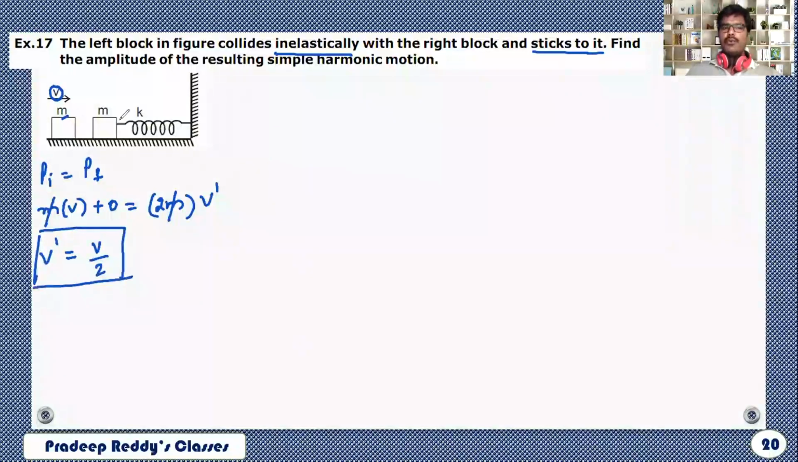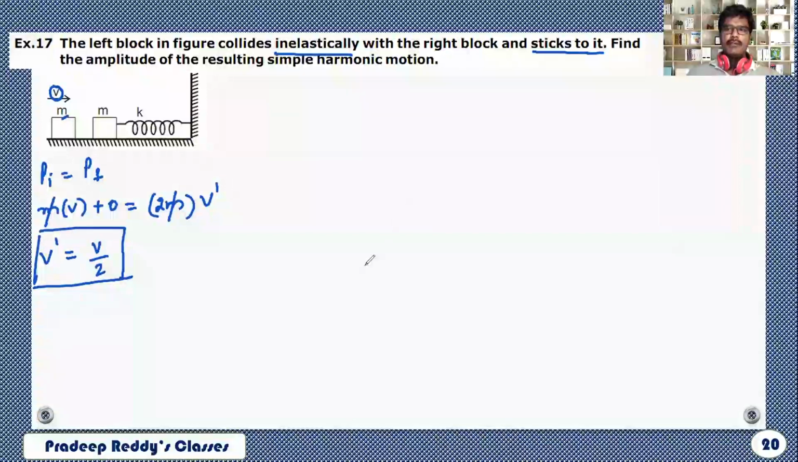Therefore, when two equal masses collide with each other in a perfectly inelastic collision, the final velocity of the blocks will be equal to half of the initial velocity. Now you are supposed to find the amplitude of the resultant simple harmonic motion.